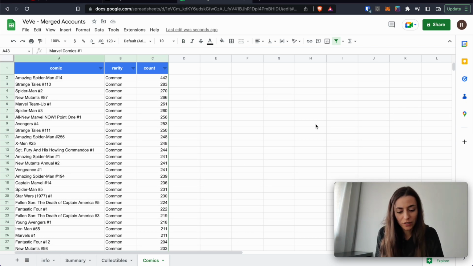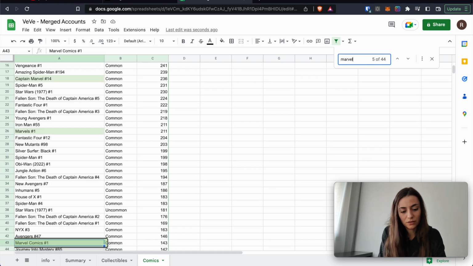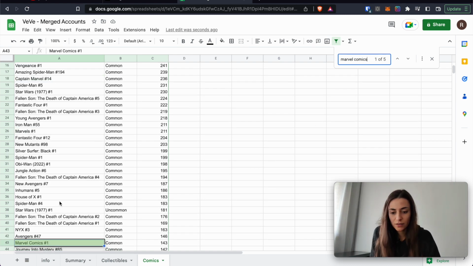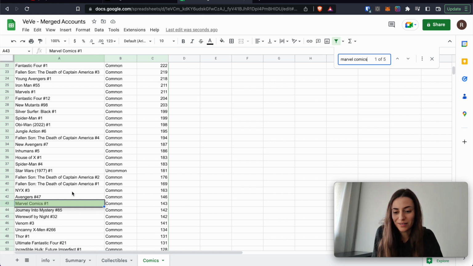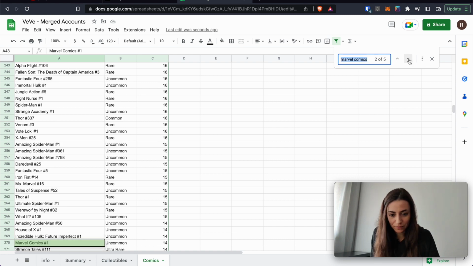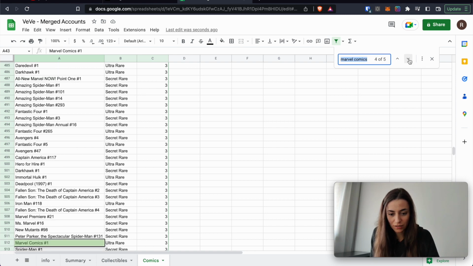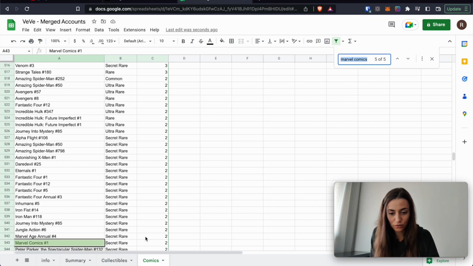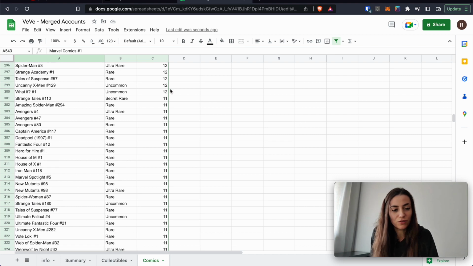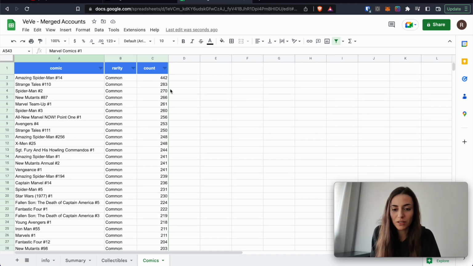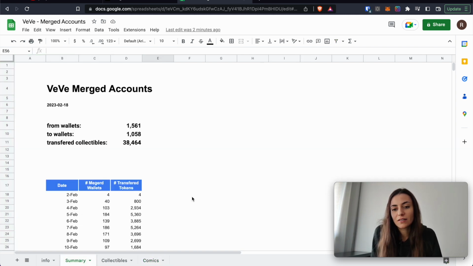I think one that I would be interested in would be the Marvel comic number 1. Because that was the first comic that dropped on Veve, and I also own a few of the commons of those. So there were some commons, also some uncommons, rares, ultra rares, and also 2 secret rares of those that were transferred. Yeah, but you basically get the idea. If you want, just go and look at this document and look for yourself. So yeah, this is all the information that I have for you for merging accounts.